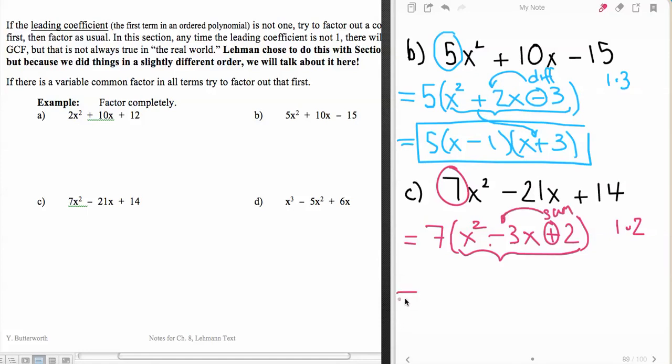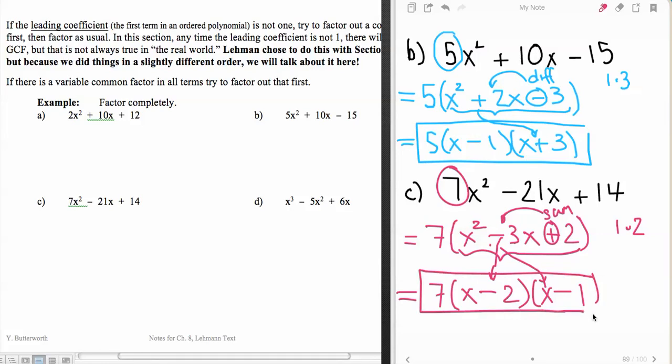So this is going to factor further, so I write the 7, and then an x with a 2 and an x with a 1. And then I look to the middle term because it was a sum, right? This goes in both of these, so a minus and a minus. And there we go, 7 times x minus 2 times x minus 1.